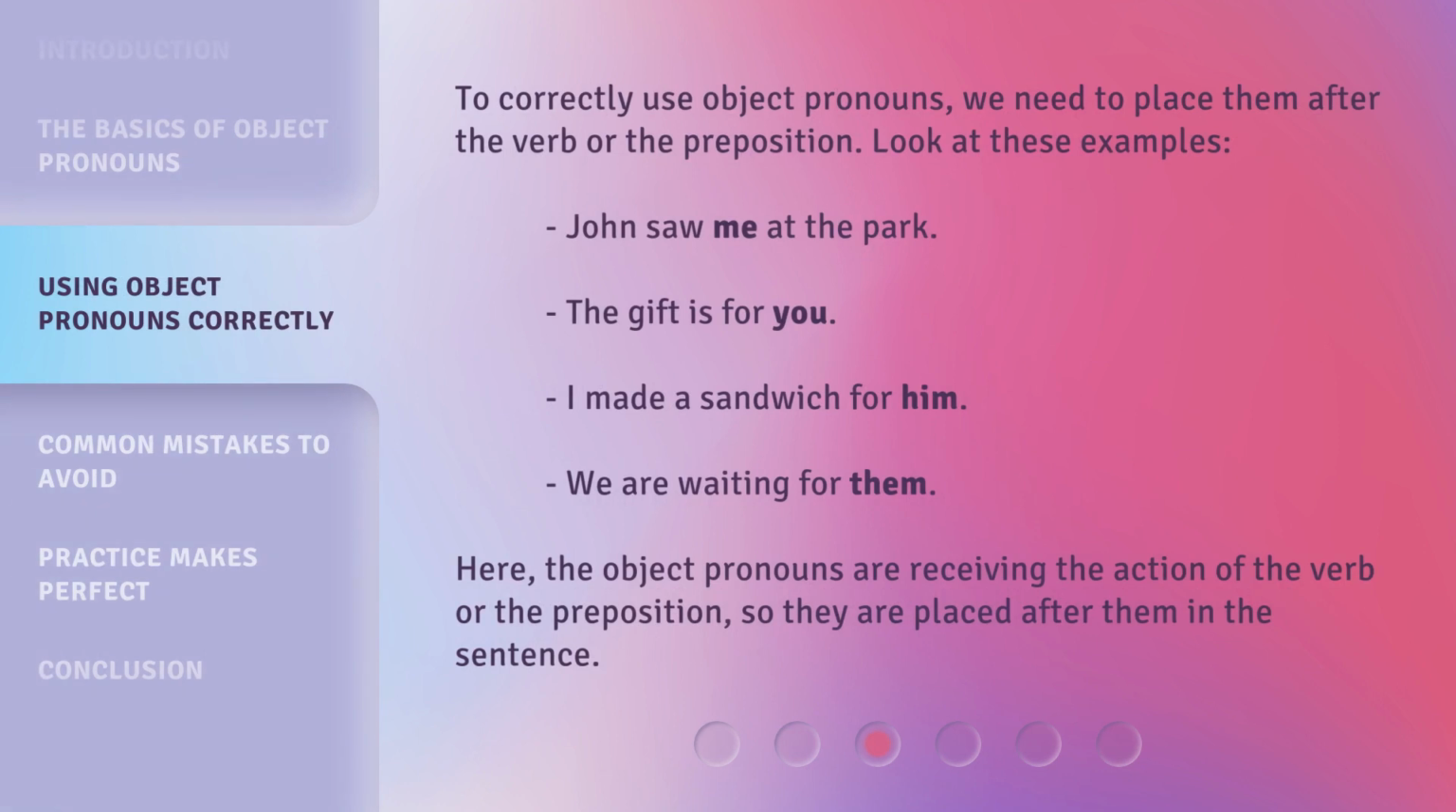To correctly use object pronouns, we need to place them after the verb or the preposition. Look at these examples. John saw me at the park. The gift is for you. I made a sandwich for him. We are waiting for them. Here, the object pronouns are receiving the action of the verb or the preposition, so they are placed after them in the sentence.